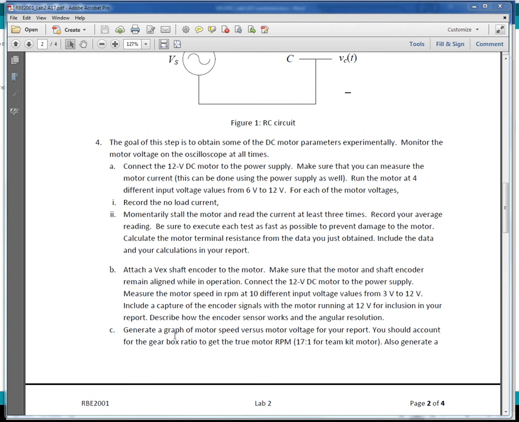So the next thing is you want to generate this graph of motor speed versus motor voltage, and don't forget that the gearbox is 17:1.